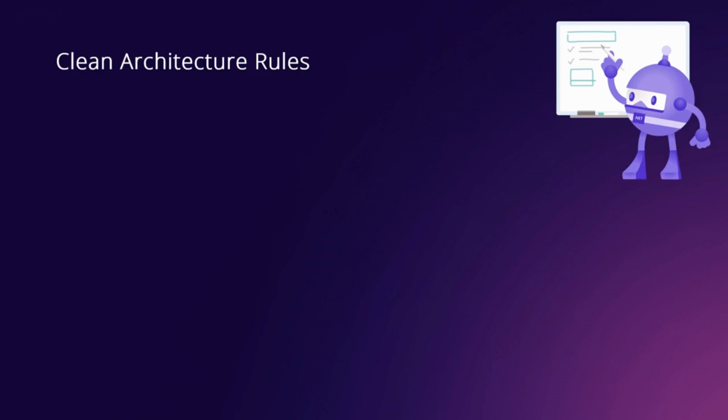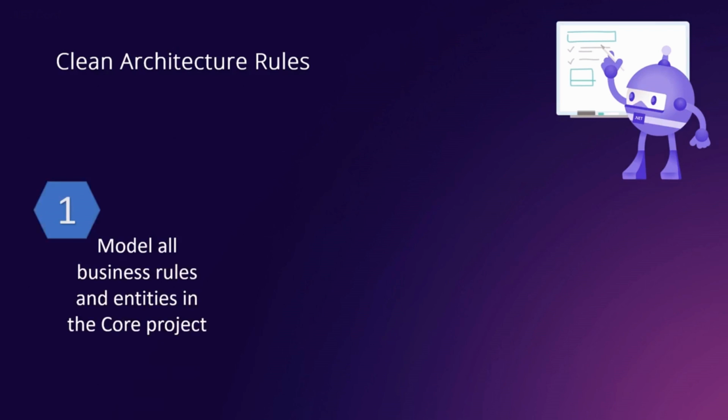All right, so the rules for clean architecture are, first of all, that you're going to model all the business rules and all of your entities, the types that you're using, customer or product or things like that, those are all going to live inside the core project.